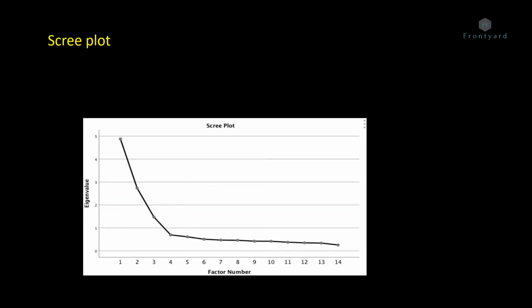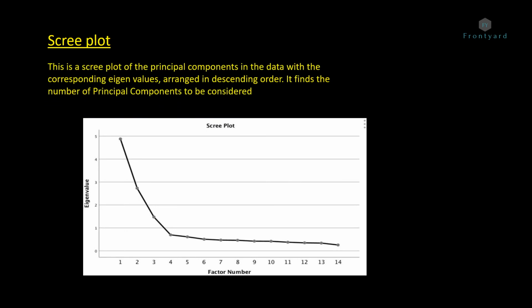Now let's see what a scree plot is. The scree plot plays a vital role in PCA as it determines the number of components to be considered. The graph shown here is the scree plot of the principal components in the data, with the corresponding eigenvalues arranged in descending order. It finds the number of principal components to be considered. You can see that the L bend is formed at factor number 4. So we have to take 4 factors into consideration.